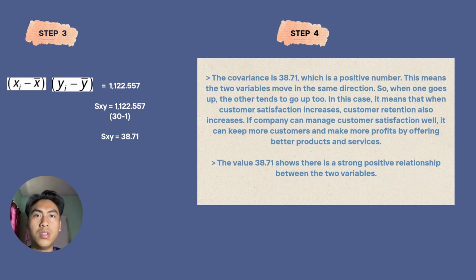For step 4, the covariance is 38.71, which is a positive number. This means the two variables move in the same direction. When one goes up, the other tends to go up too. In this case, it means that when customer satisfaction increases, customer retention also increases. If the company can manage customer satisfaction well, it can keep more customers and make more profit by offering better products and service. The value 38.71 shows there is a strong positive relationship between the two metrics.